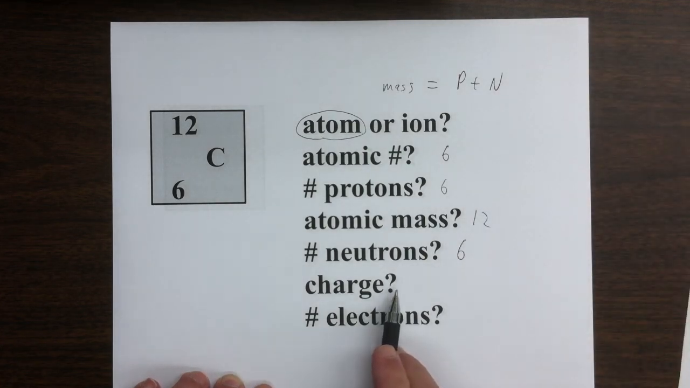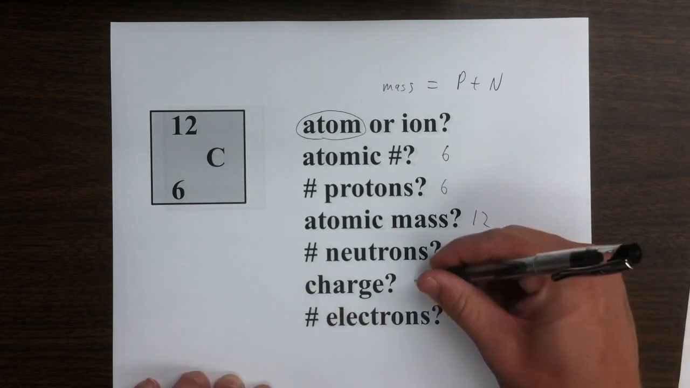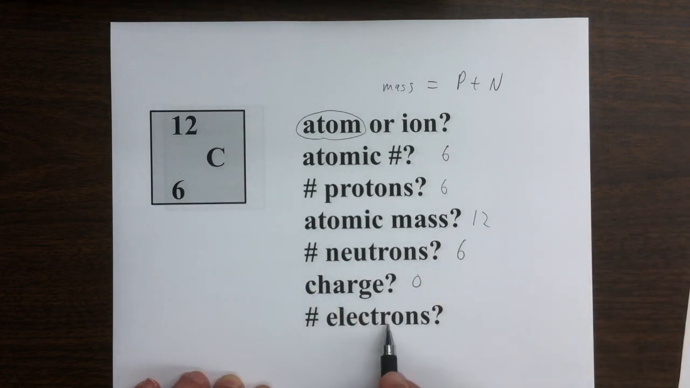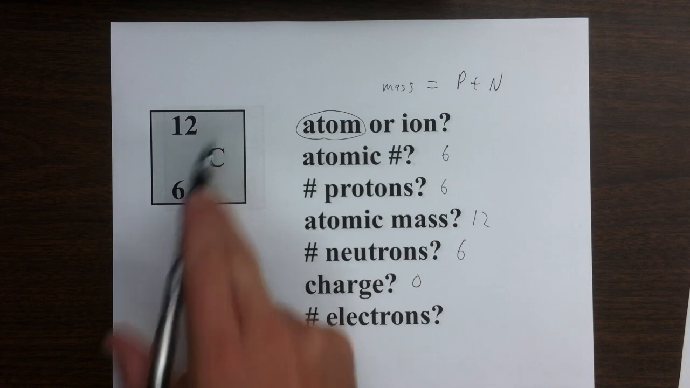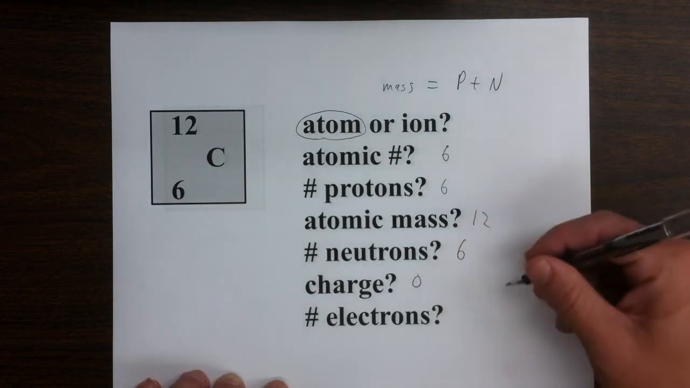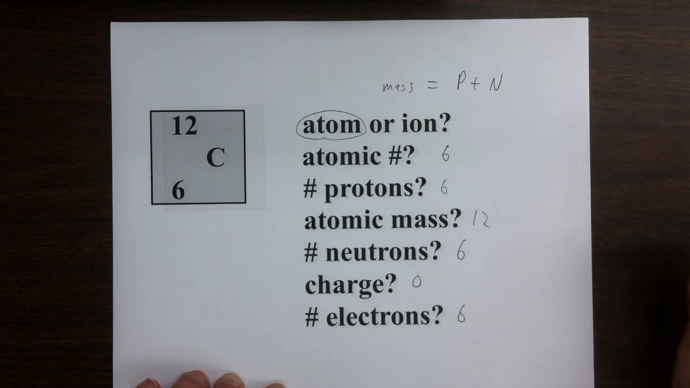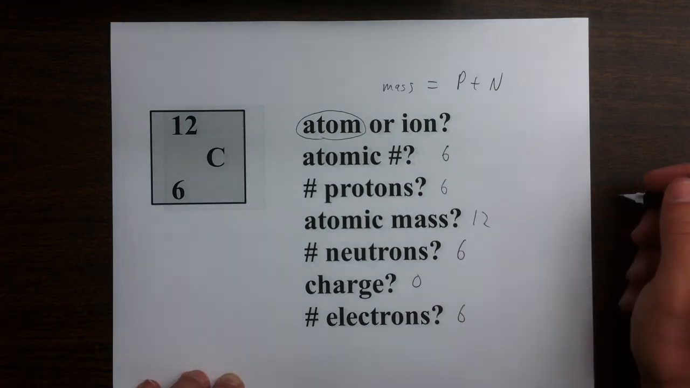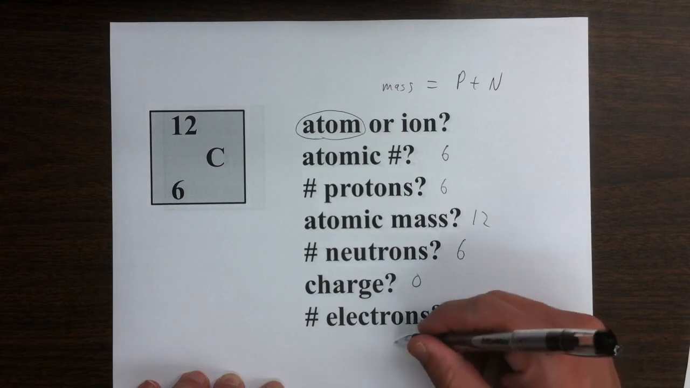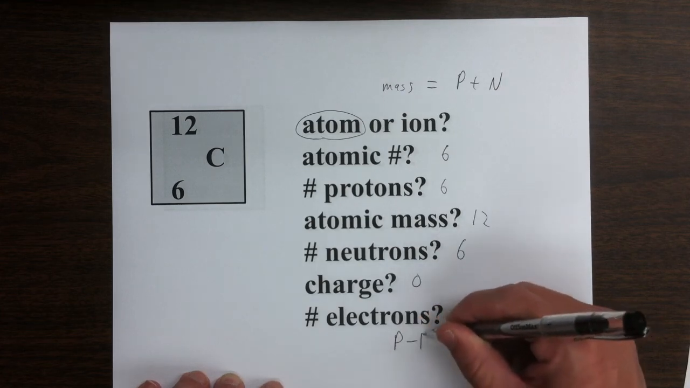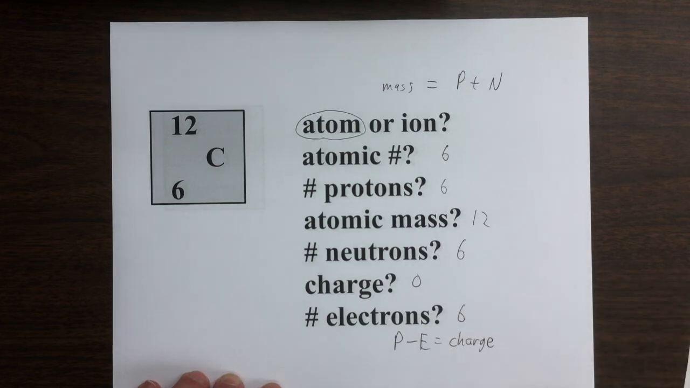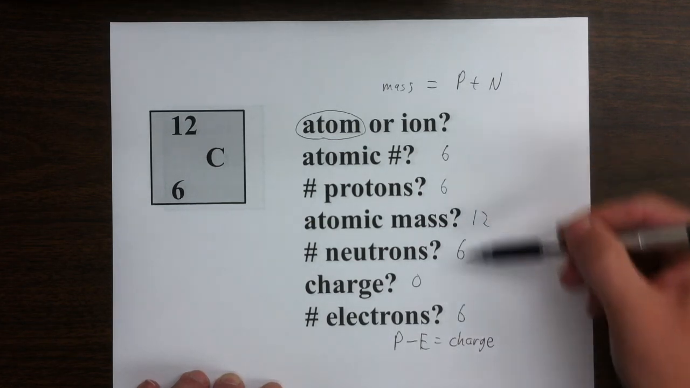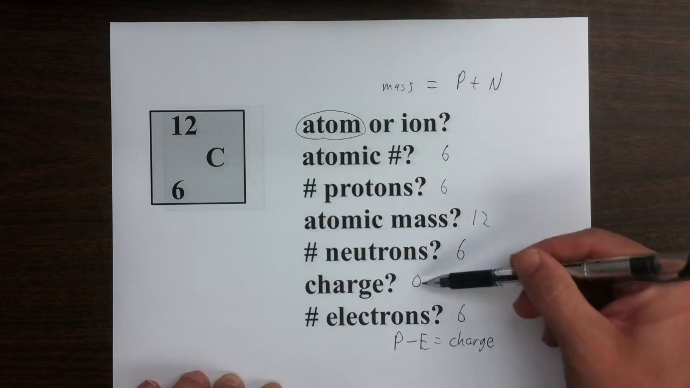We already said that this is a neutral atom because there's no charge listed here, so this is 0. So to get our number of electrons, there is no charge here, so we know it's neutral, and protons equals electrons, so therefore there are 6 electrons as well. If you want a formula to describe that, you would do protons minus electrons equals charge. So in this case, 6 protons minus 6 electrons equals 0.